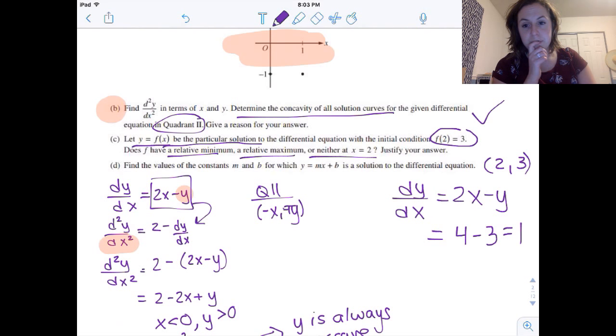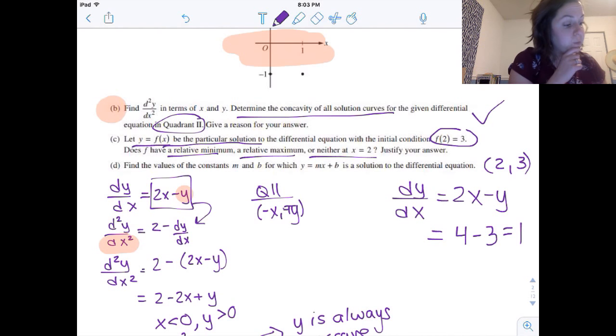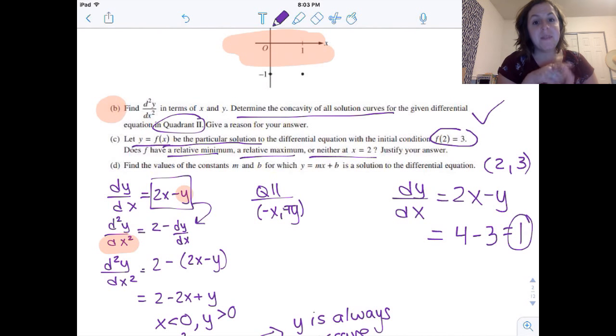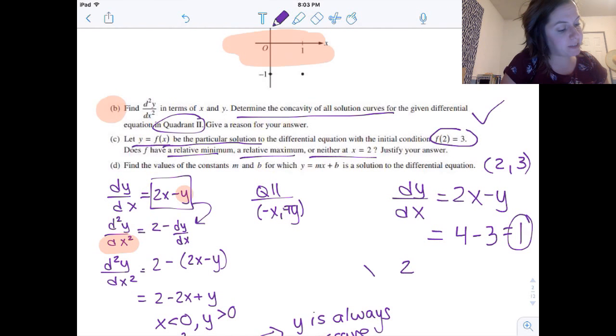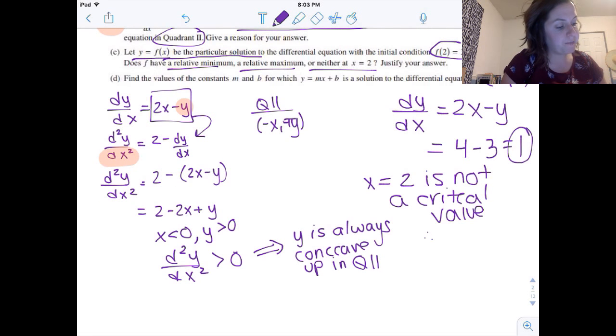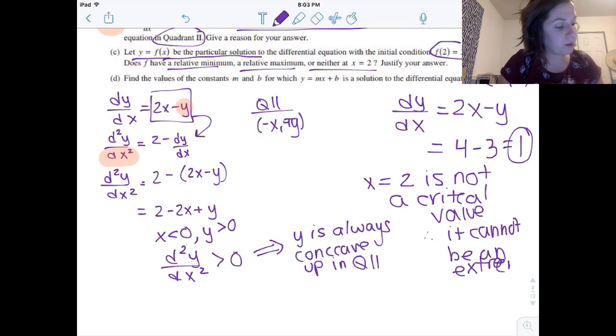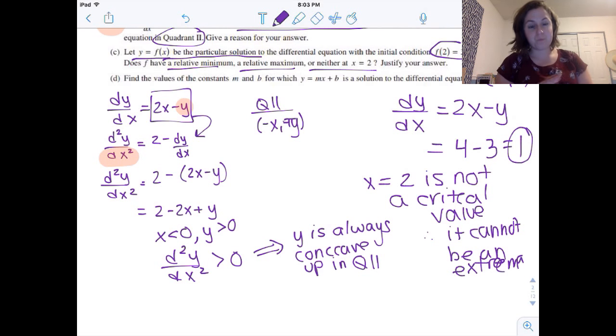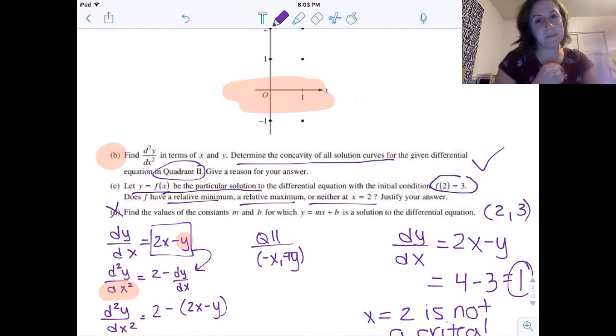Okay? Since this equals 1, your derivative equals 1, that value, x equals 2, is not a critical value. And if it's not a critical value, therefore, it cannot be an extrema. So that is not a max or a min or anything. Okay, it cannot be an extrema. All right, we're going to skip part D for now because that's something that's a little bit outside the realm of what we need to do right now. But that's part A and part B on that one. That one's a little bit tougher.